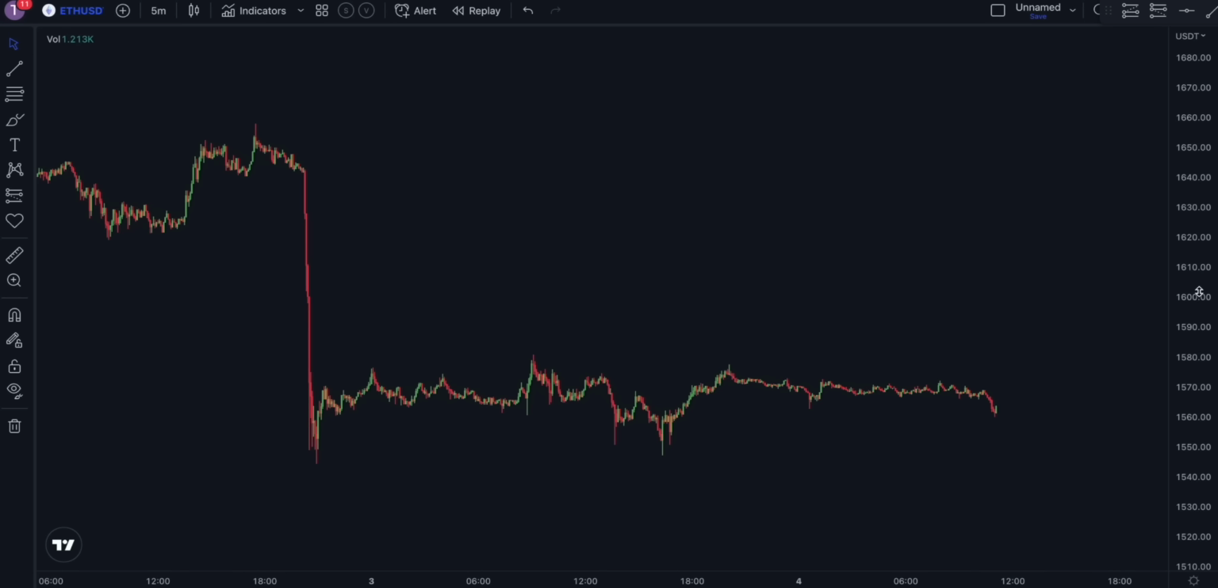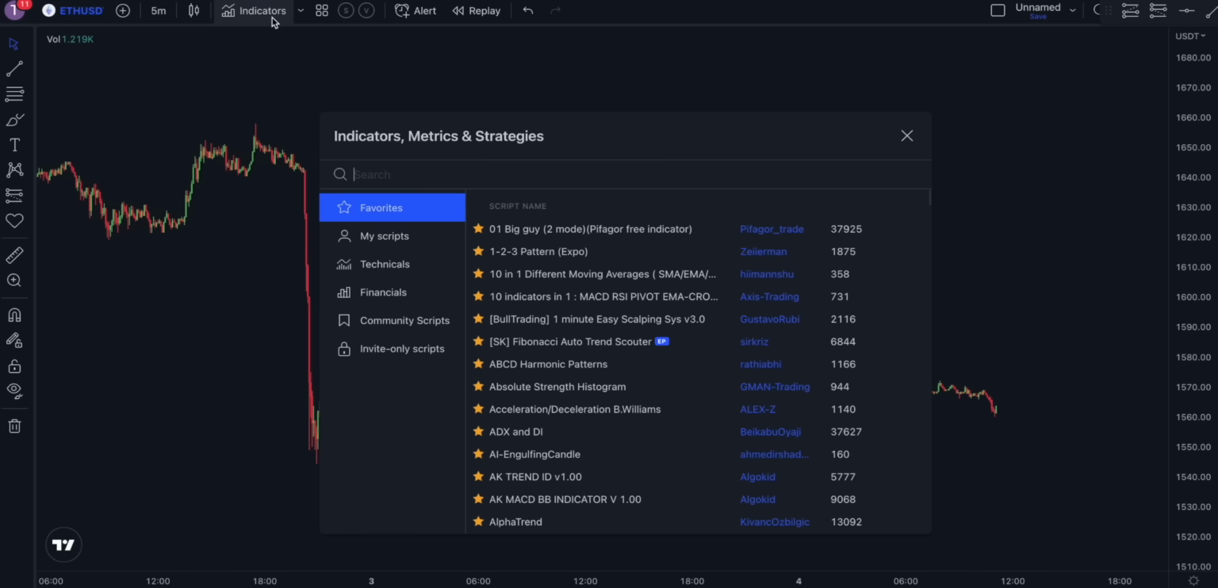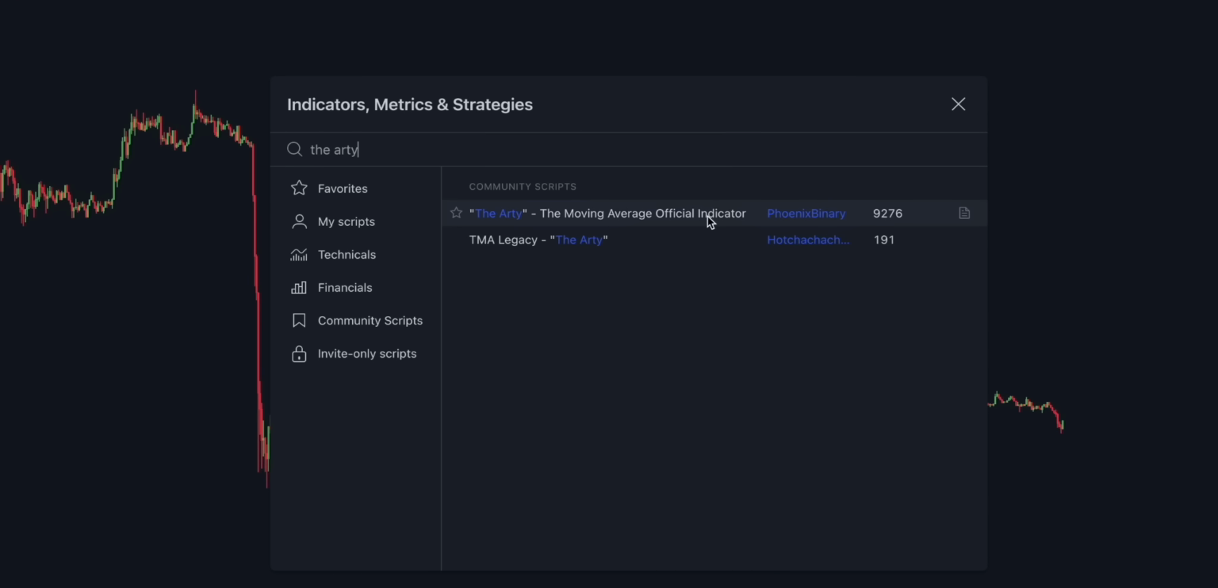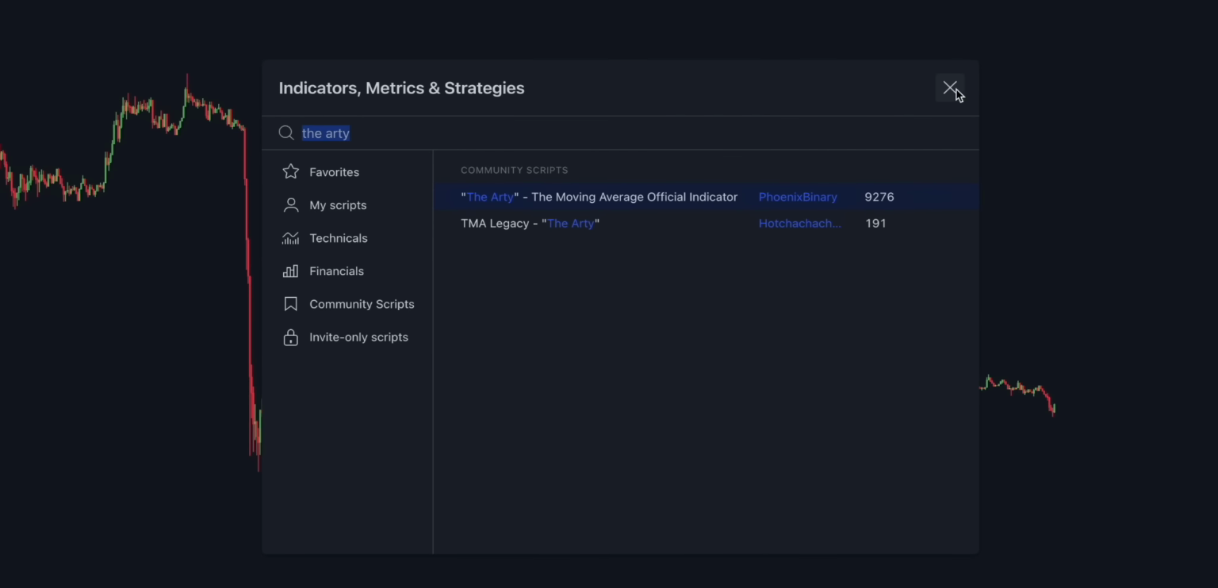Okay, without wasting any time, let's open the Ethereum chart and start building our setup step by step. So, open the Indicators tab and search for the first indicator, which is called the RD, the Moving Average Official Indicator. Be sure to select this one created by Phoenix Binary.